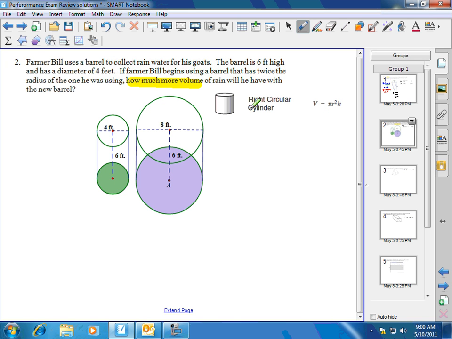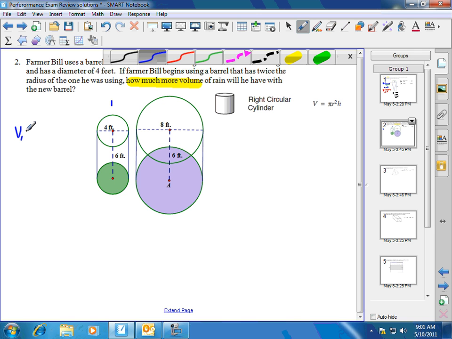So what we're going to have to do is get the volume of each one of these cylinders and then compare through subtraction. So the volume of a right circular cylinder is pi r squared h. All right, so let's start with the smaller cylinder. We'll call this cylinder 1.